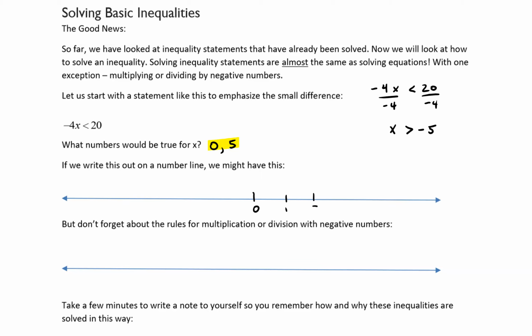So if I plotted some values on this number line, I highlighted 0 and 5. That means that 0 is included in my set of values, and so is 5. But we went ahead and solved this inequality statement, and we got a final inequality saying that x is greater than negative 5.